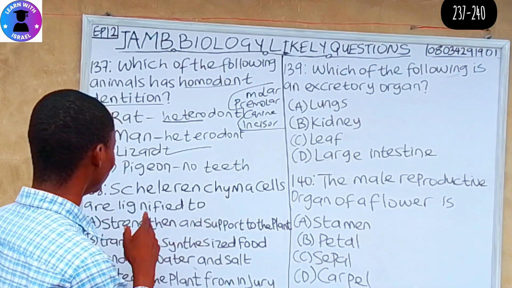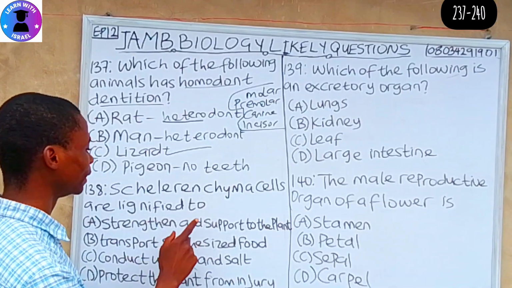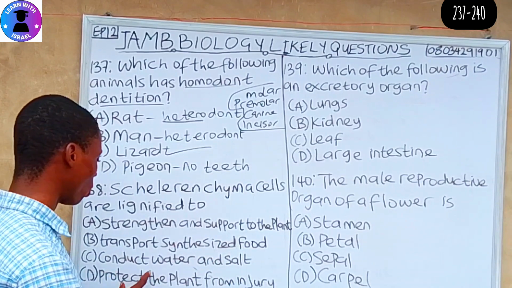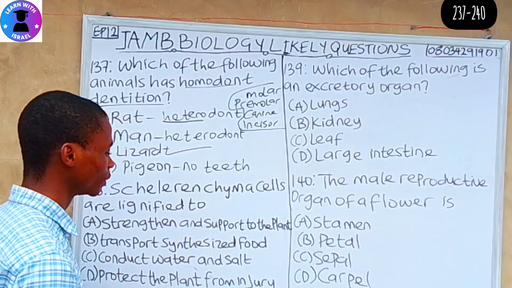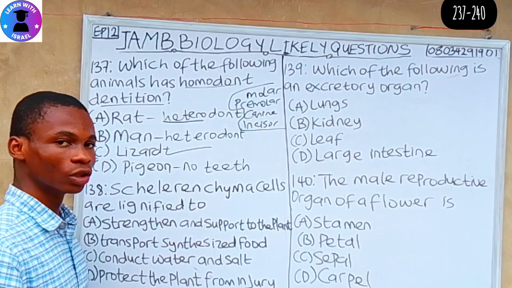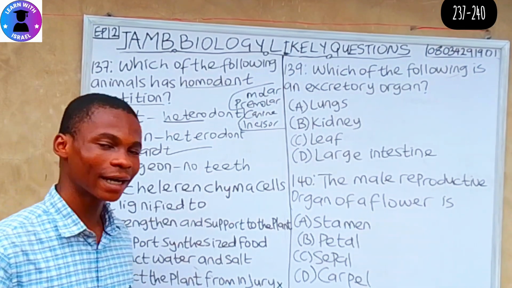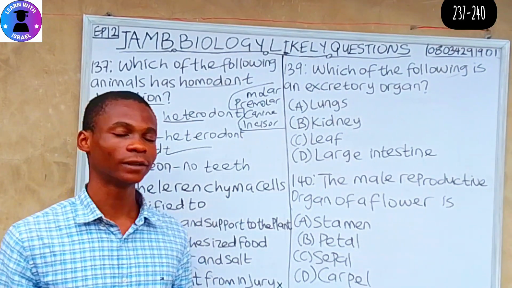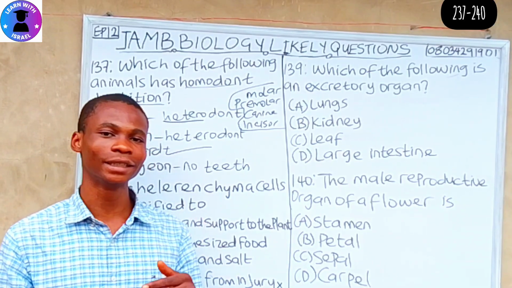Question 138. Sclerenchymal cells are lignified to A. Strengthen and support the plant, B. Transport synthesized food, C. Conduct water and salt, D. Protect the plant from injury. Sclerenchymal cell does not protect the plant from injury, so option D is wrong. Option C, conduct water and salt, no. Sclerenchymal cells do not conduct water and salt. It is the xylem that conducts water and salt in the plant.